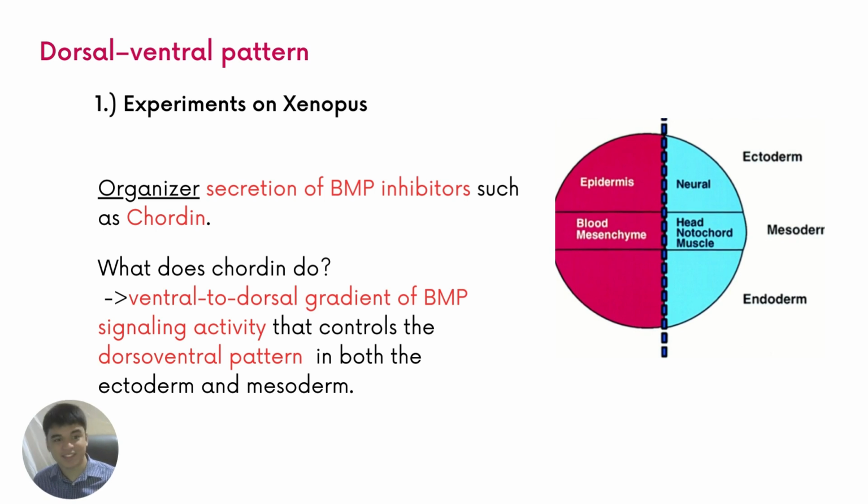So they have many experiments. Starting with Xenopus, this organizer secretes BMP inhibitors such as chordin. It controls the ventral dorsal gradient of BMP signal activity in the animal, aka makes the dorsal ventral patterning of the animal. As you see in the image to the right, the dorsal and ventral portions of the mesoderm, ectoderm and endoderm are possibly different for the front and back. This is to specialize the back and the front. For us vertebrates, this will be the spinal regions, that's why it's called neural, head, notochord, muscle, while the front is epidermis, blood, and mesenchyme because that's where the heart is.